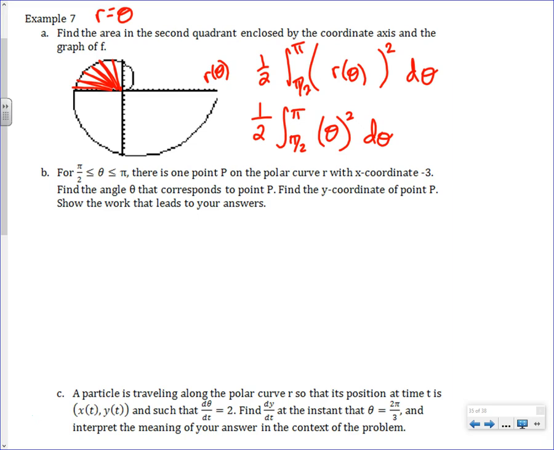What are we going to do for B now? Plug it into what equation? But there is no x. Okay, so x equals r cosine theta. So I can say x equals theta cosine theta. What are we supposed to be setting it equal to? -3. We're going to solve that by hand.